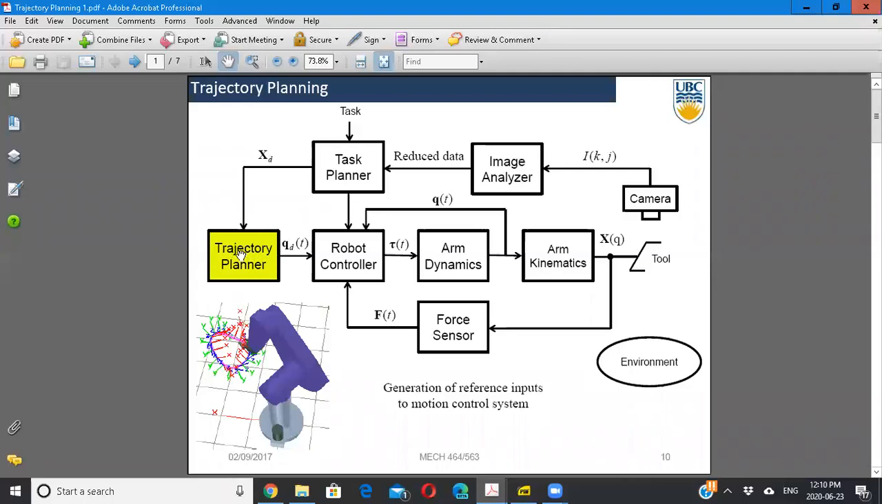Okay, a trajectory is, you see a circular, it's almost a circle. It's not a perfect circle, but this is a circle which the robot is trying to trace. This is called a path. A path is a geometric entity. It's a path that the robot is tracing. But if you want me to trace this path, let's say in 1 second, or in 2 seconds, or in 3 seconds.